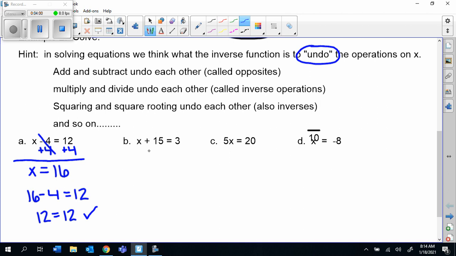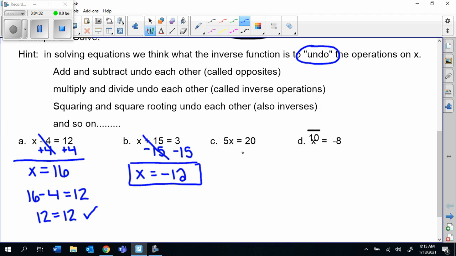Our next example here on B, I start off with addition. And again, add and subtract are called opposites. So we're going to do the opposite. We're going to subtract 15 from both sides. That leaves us with just x. You can cross that out every time if you wish. You don't have to. 3 subtract 15 is -12. And so that is our final answer.